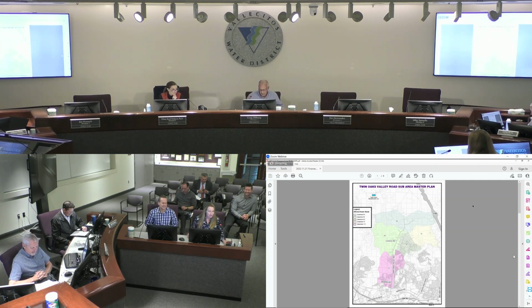Good afternoon, Finance Committee. We're here today to talk about the Twin Oaks Valley Road Sub-Area Master Plan. This discussion will be focused on the sewer in Twin Oaks Valley Road, north of Mission Road and south of the Twin Oaks Reservoir. And the sewer sheds hatched here in color on this exhibit are the properties that drain into the sewer that we will be talking about today.